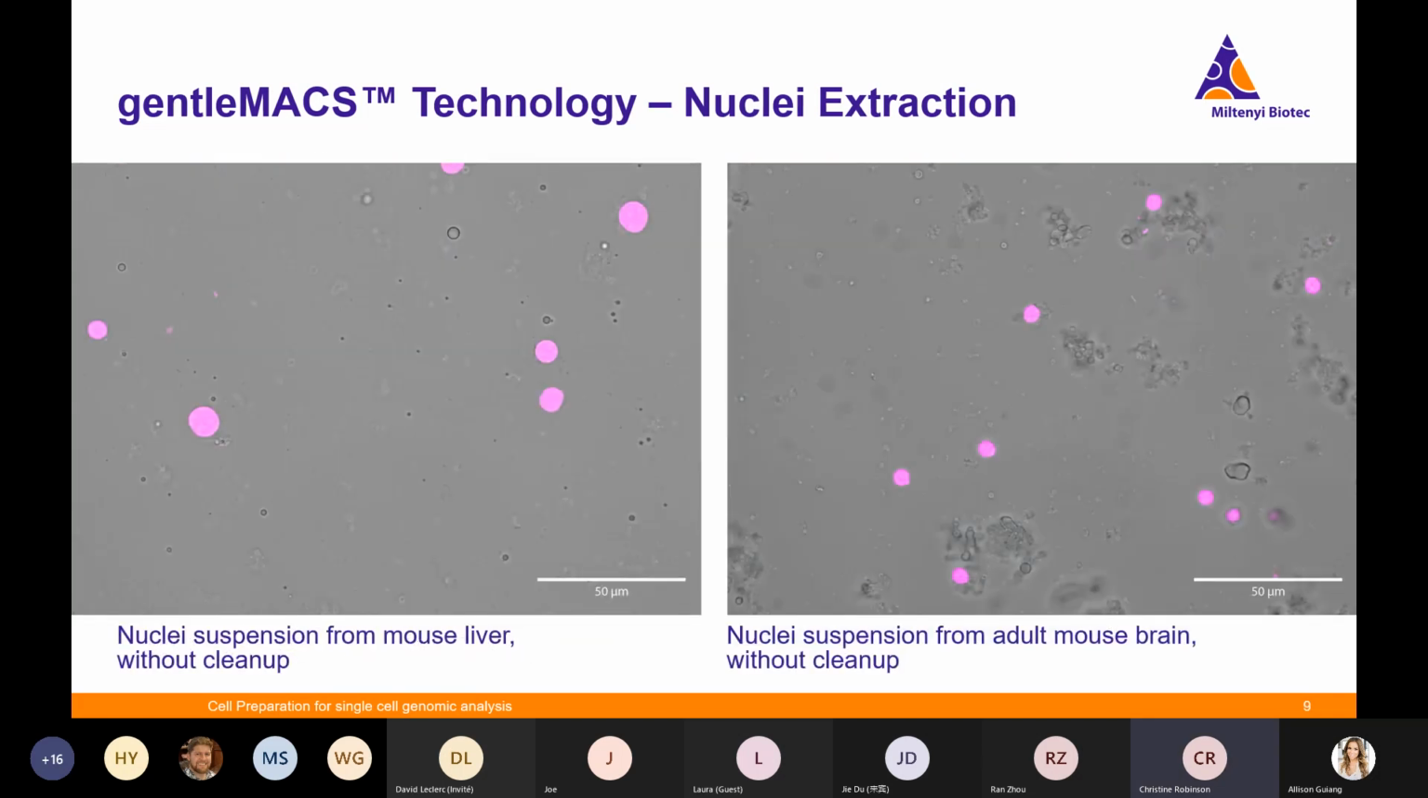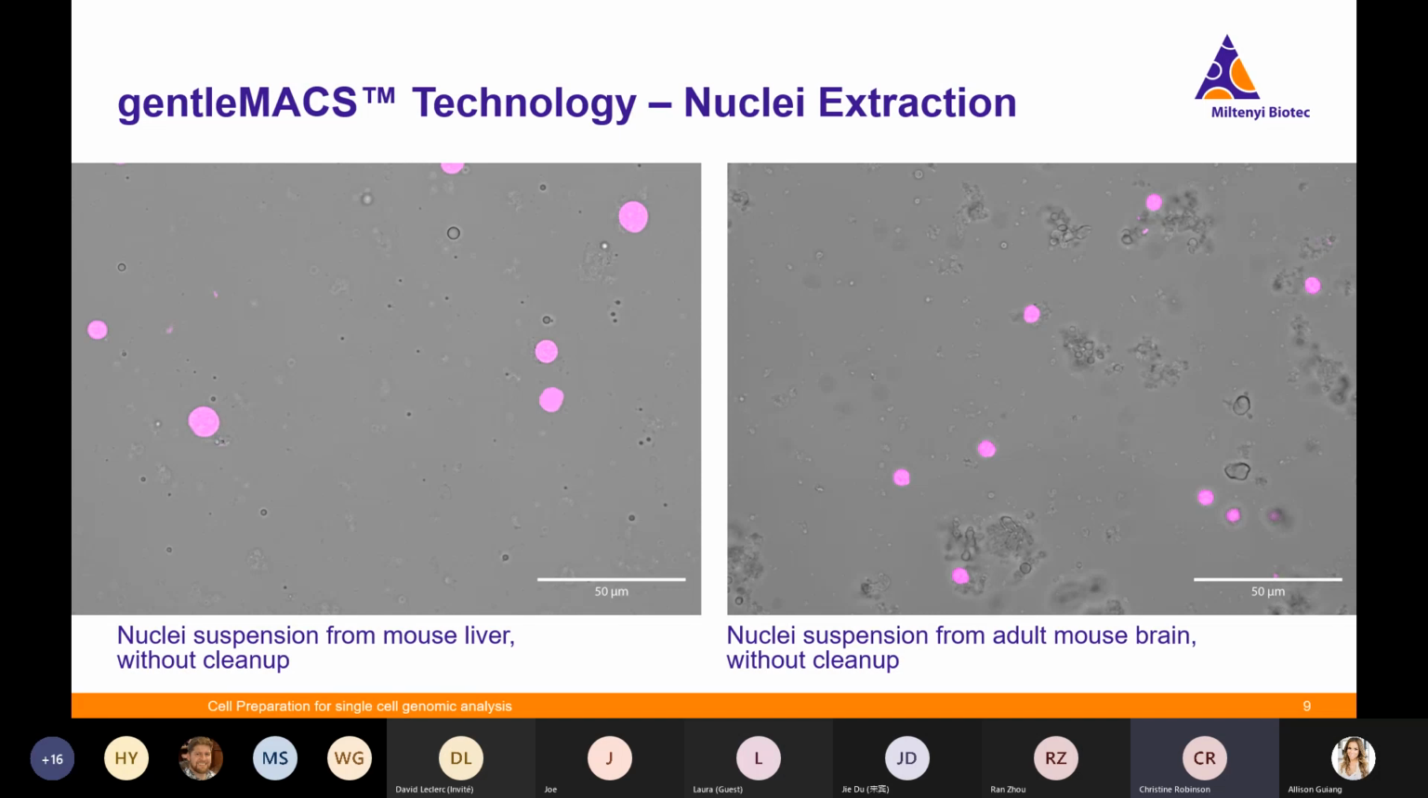In the next slide, this slide is pointing out a couple of things. One is what you're looking for in that QC of nuclei under a microscope. The nuclei here are outlined in pink, and what we're looking for is nice round intact nuclei with no blebbing.